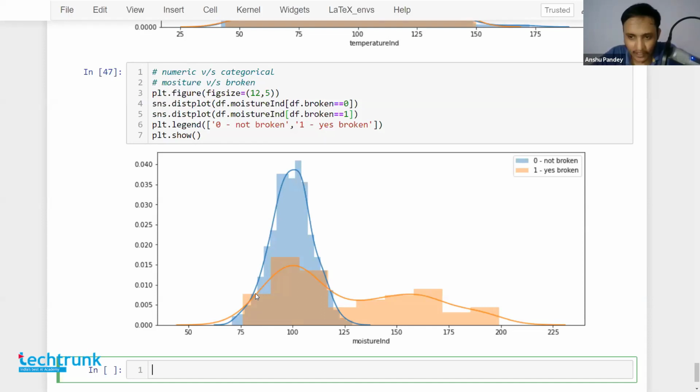So possibly if they're generating more moisture, they're getting corroded and getting damaged. Could be a possibility, we don't know that, but that's what the data says. So what the data says is that the machines which are producing moisture between 75 to 125 are less likely to get damaged. But if they are producing moisture more than 125, they are more likely to get damaged.